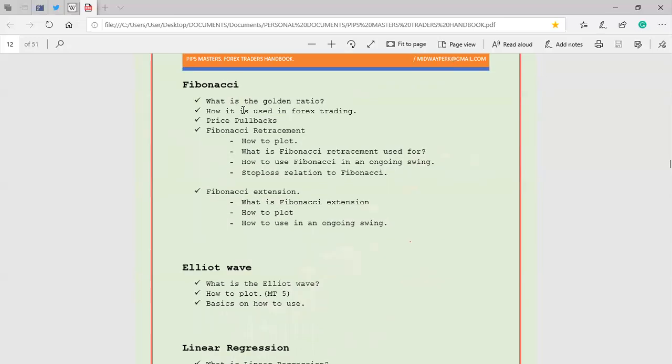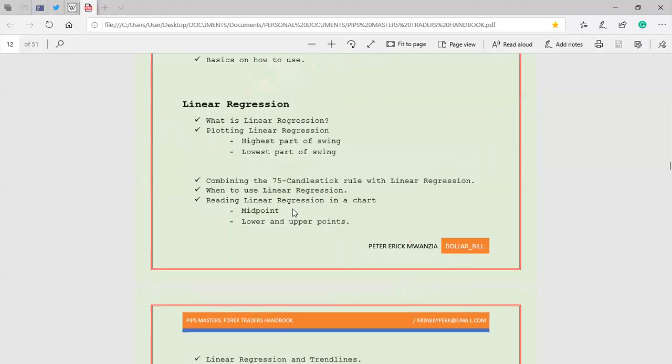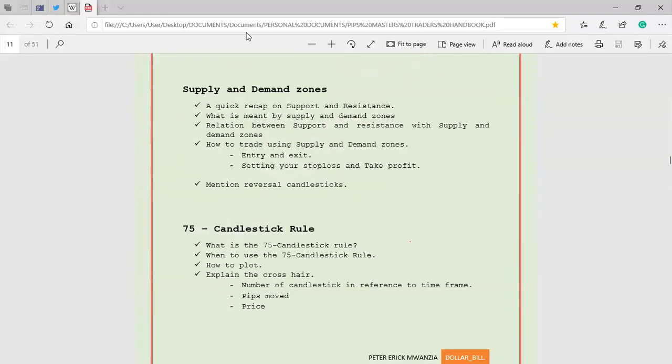Fibo, we're going to look at the basics, okay? So we're not going to go into so much detail, but we're going to at least look at some logical details as to how Fibo works. Then linear regression, okay? That will be it for today. So let's get started.